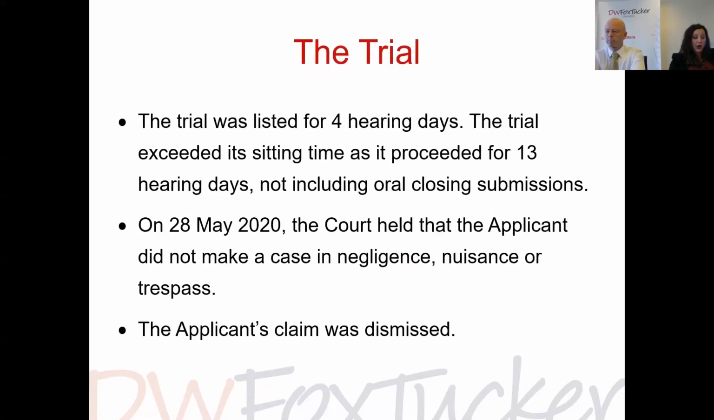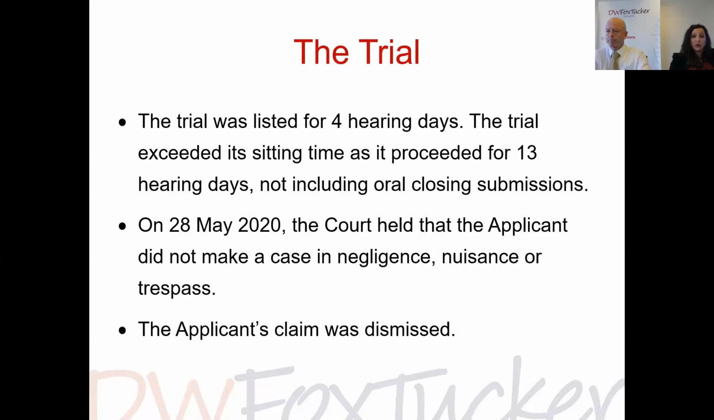Now, turning to the trial, the matter was listed for 4 hearing days and it lasted 13 hearing days, and that doesn't include oral submissions for the closings. And on the 28th of May 2020, the court handed down its decision. The court held that the applicant did not make a case for negligence, nuisance or trespass, and the applicant's claim was dismissed.